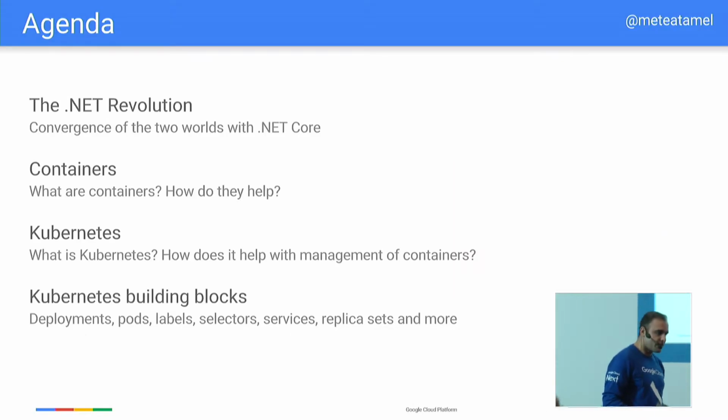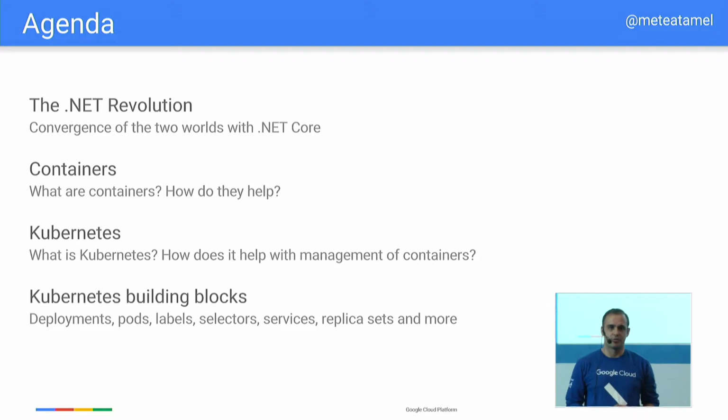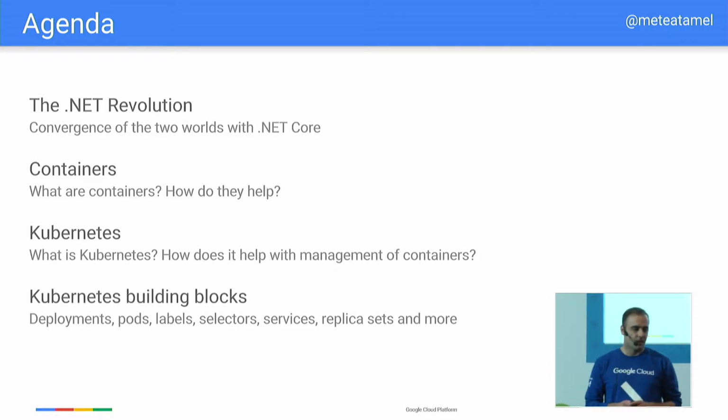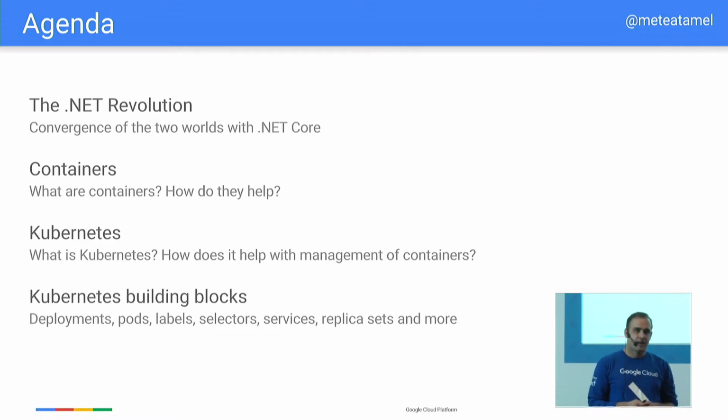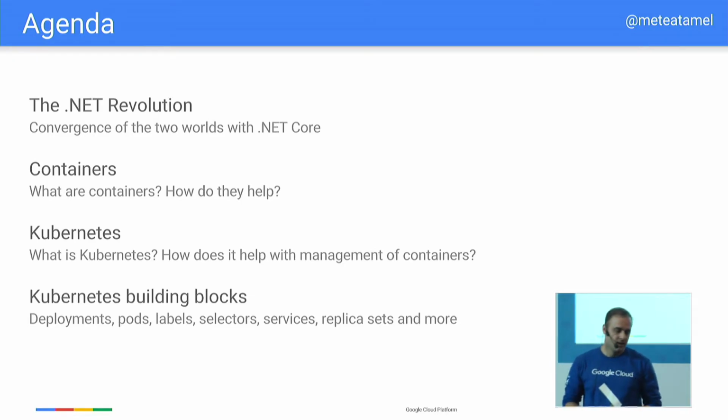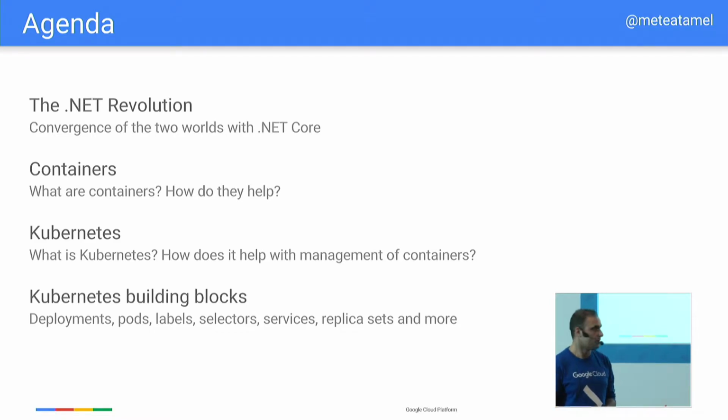So in terms of the agenda, first we're going to talk about the .NET revolution, because in the last couple of years, there has been a lot of activity in the .NET world. So we'll just cover that briefly. Then I'm going to talk about containers. Why should you care about containers? What's special about them? And then once you have containers, you need to manage them. So we will get into Kubernetes. What is Kubernetes? What does it provide? And then finally, we'll look at the Kubernetes building blocks, the basic things that Kubernetes provides to you that will help you to manage containers. And throughout my talk, I will also try to show you demos. But I only have 40 minutes, so I might need to skip some of the demos. We'll see how it goes.